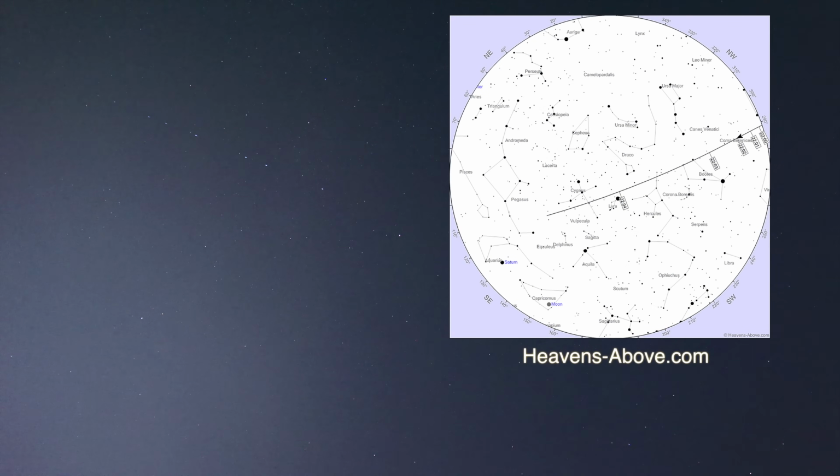And they are indeed second and a half magnitude, just about what was predicted in heavensabove.com. Right on the flight path they were predicted to be.